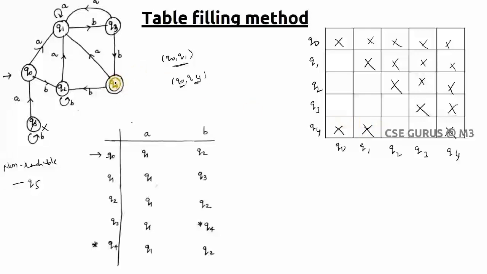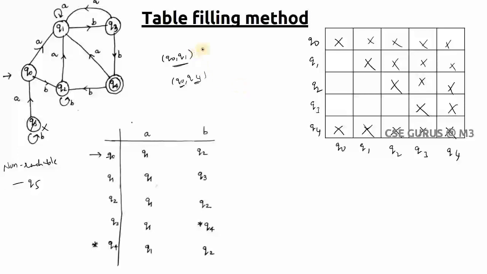And remember, if both are final, no need to mark. Anyway, you have only one final state now, so that instance you can't find here. So Q4, Q2: again mark, because Q2 is non-final and Q4 is final. What about the Q3, Q4 cell? Q3 is non-final, Q4 is final. Mark it. Now in the second iteration, next again go to this one, Q1, Q0.